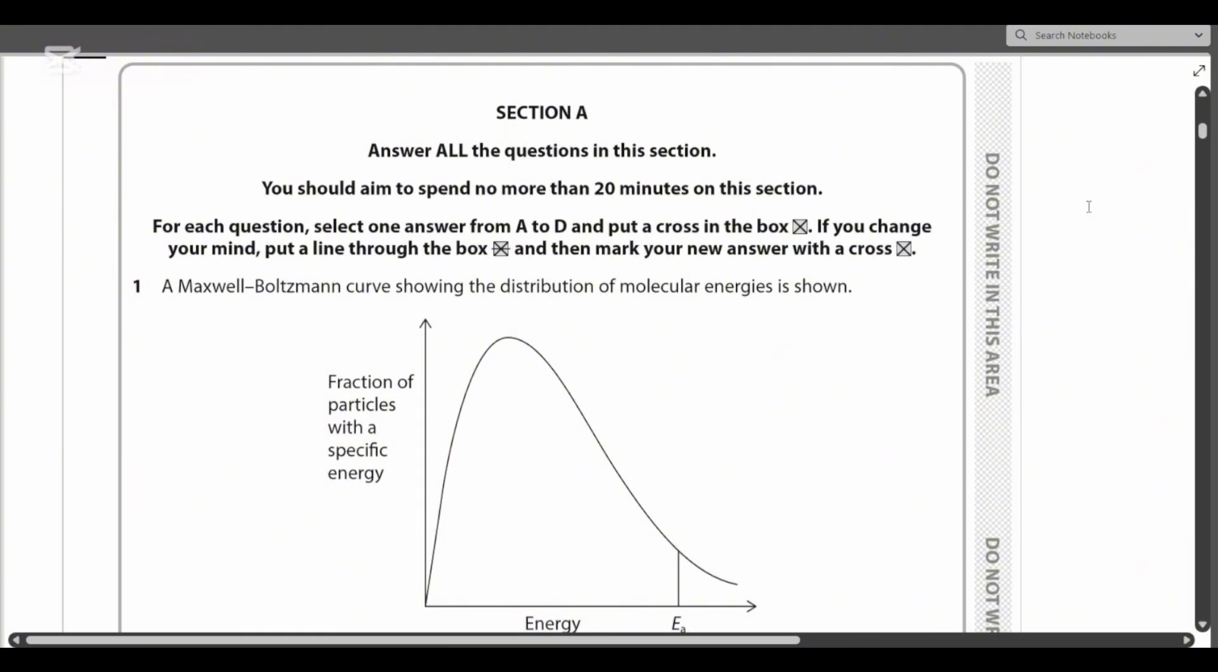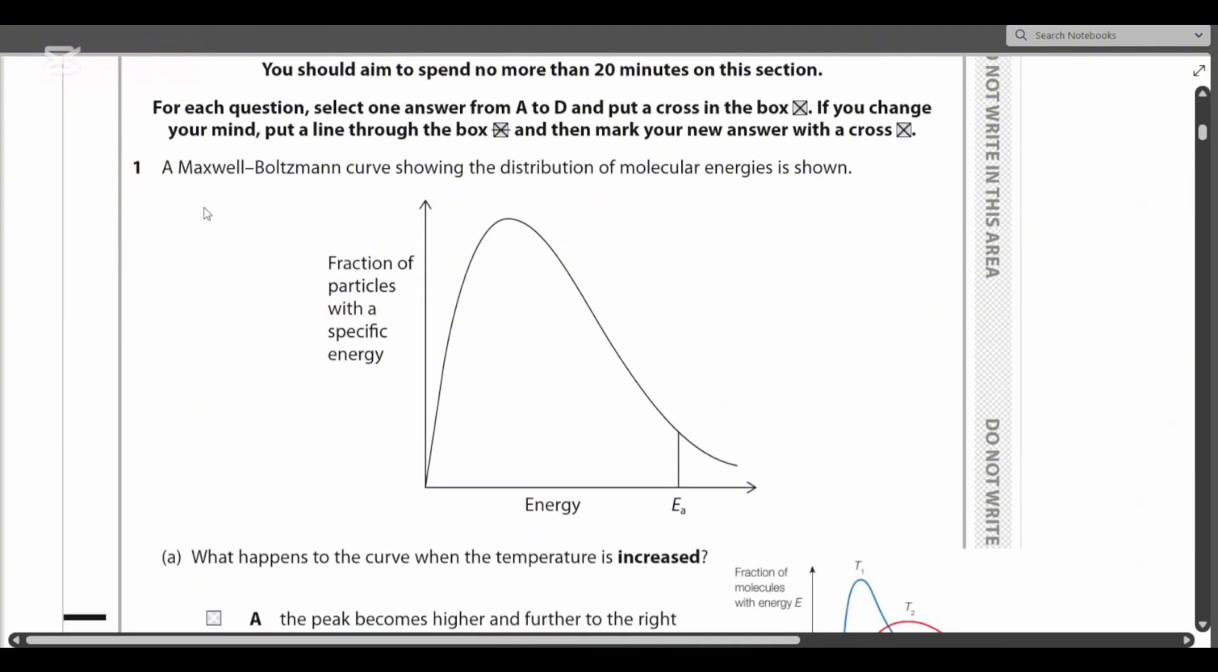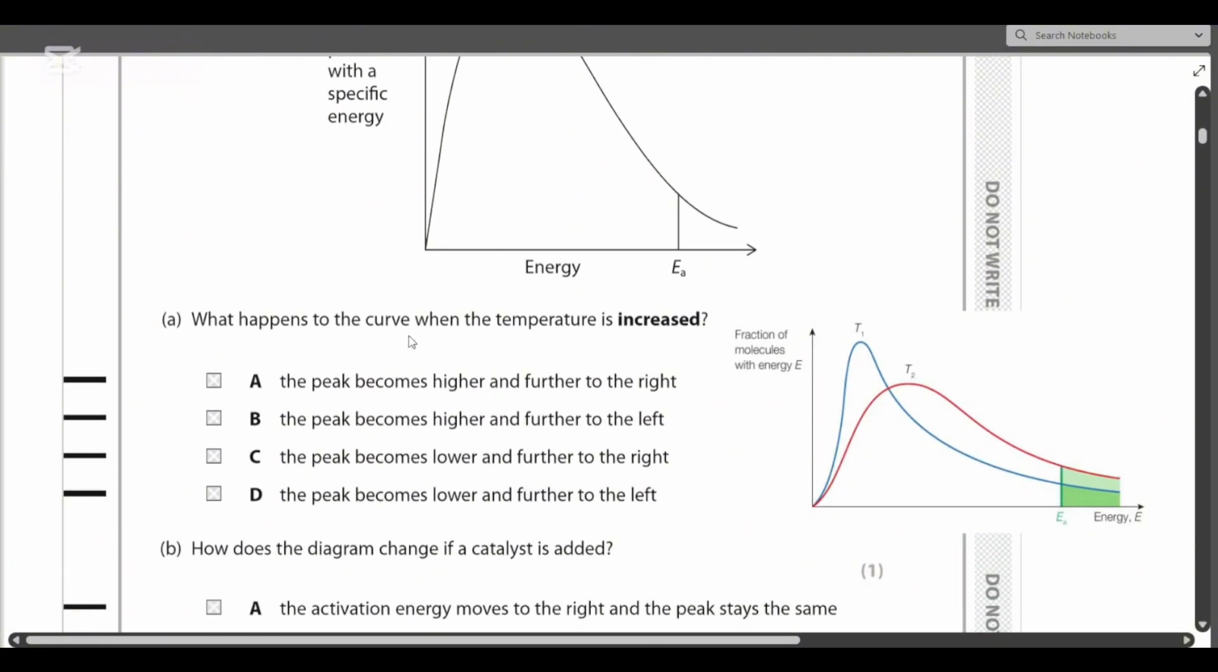Moving on from section A, we have the first question, which is providing us a Maxwell-Boltzmann curve showing the distribution of molecular energies right here. We can see the energy progress and the fraction of the particles with a specific energy. They said, what happens to the curve when the temperature is increased?